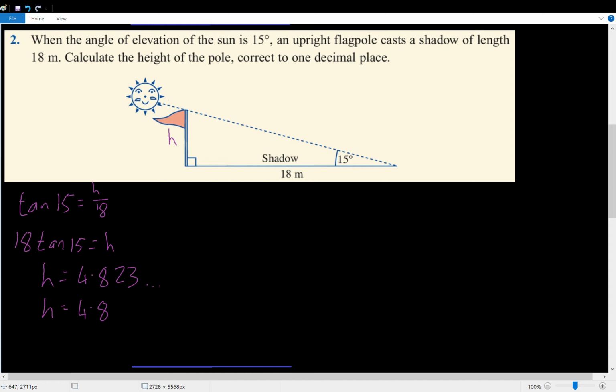And then we'll look to our question to find out the meters, or the units even. Since we're given a shadow length in meters, our height is also going to be in meters, so it's 4.8 meters for that. And that is that.